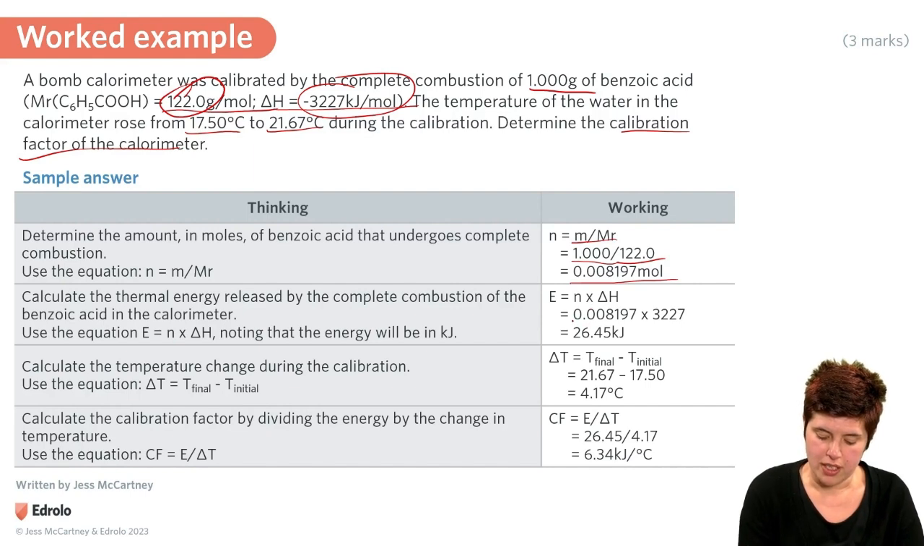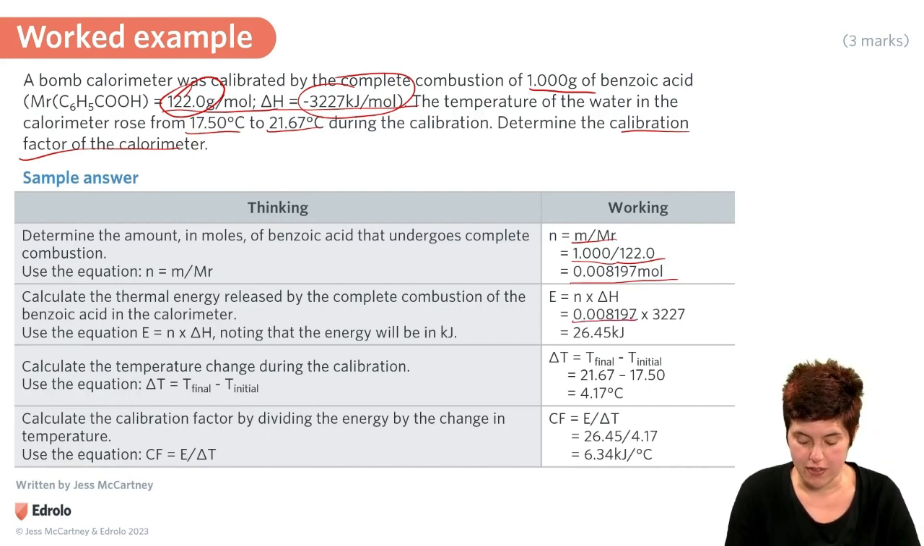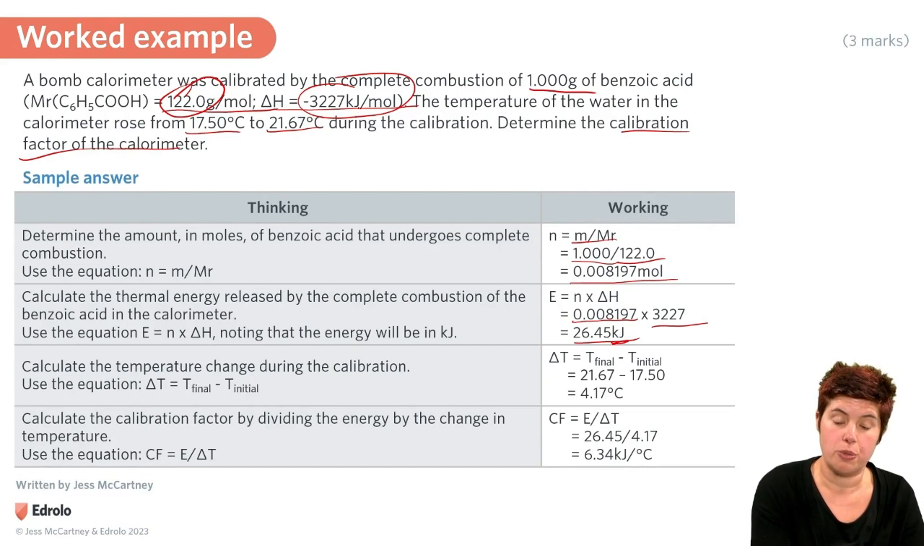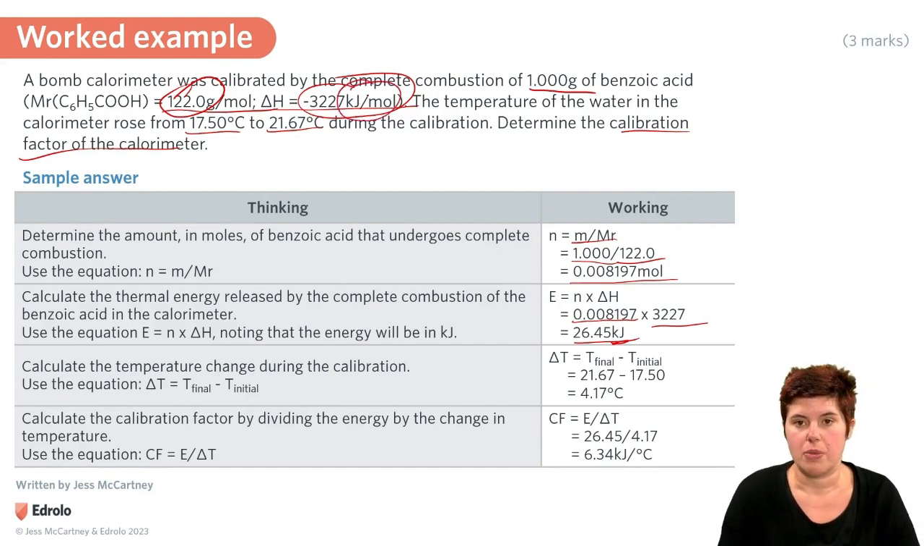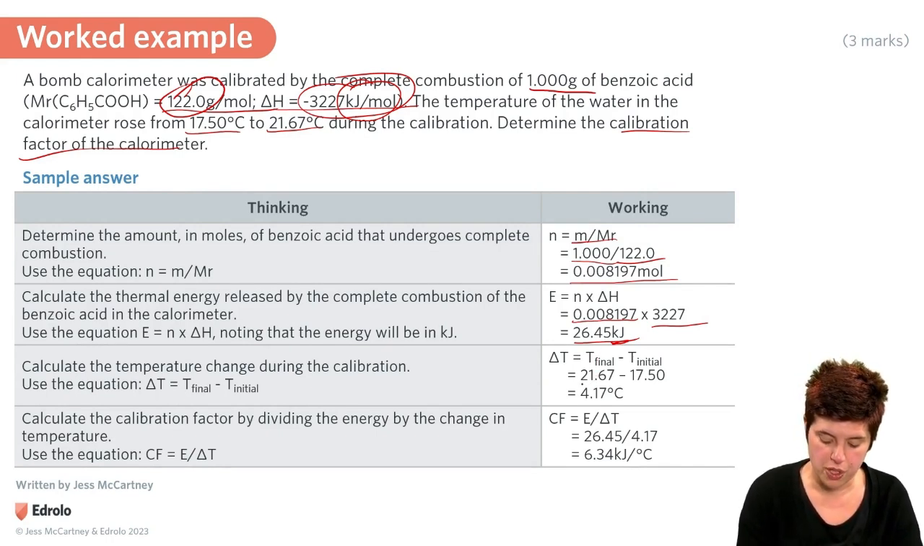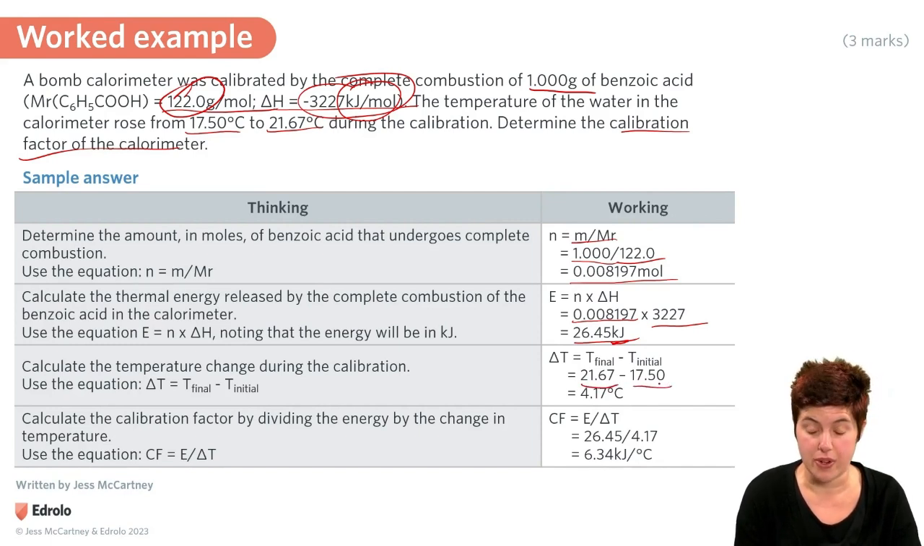So the mole is 0.008197 times by 3,227, and that gives us 26.45 kilojoules. Note that it's in kilojoules here, and that's because our enthalpy is in kilojoules per mole. It's important that you do follow the units here. In the previous question, it was in joules because the formula that we calculated gave the energy in joules. This is in kilojoules because the information that we've been given is in kilojoules. The next thing is to calculate the temperature difference. So we have the final, which is 21.67, take away 17.50, and that gives us 4.17 degrees Celsius.